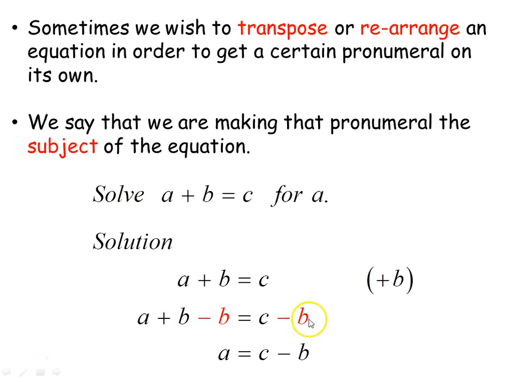And what we do to one side of the equation, we must do to the other side in order to keep it equivalent. So a + b − b on the left, well, plus b and minus b cancel out. We're left with just a by itself on the left. On the right hand side, c − b is all we can do. So we've transposed this equation to make a the subject, and the pronumeral a is equal to the pronumeral c − b.